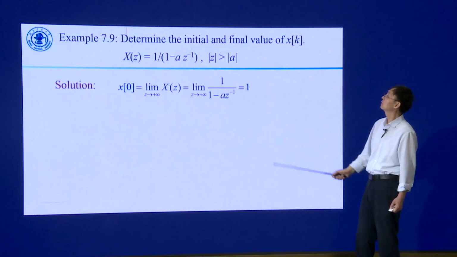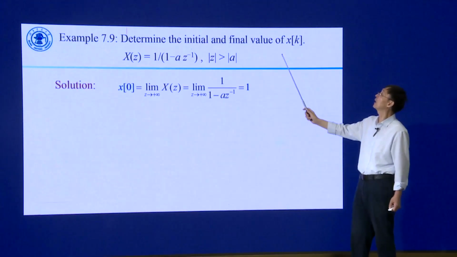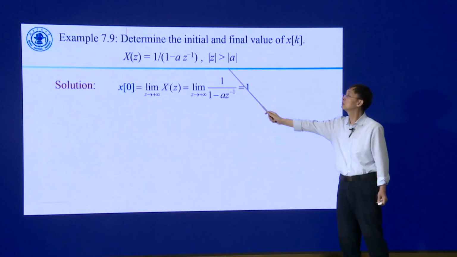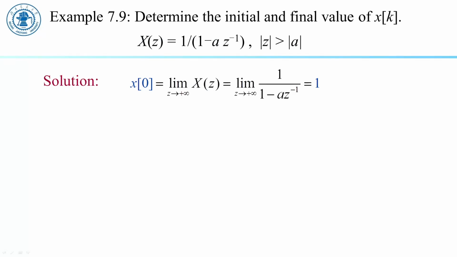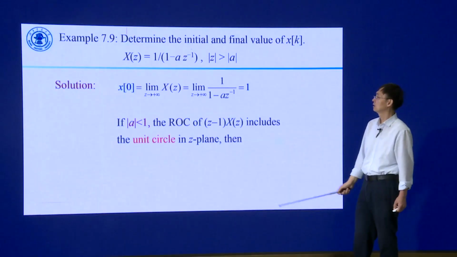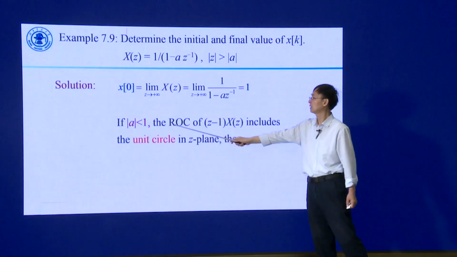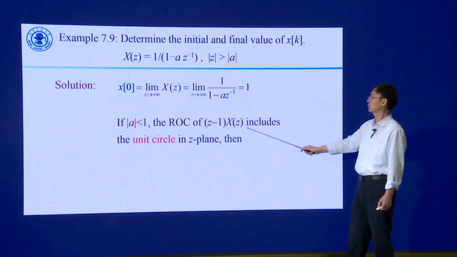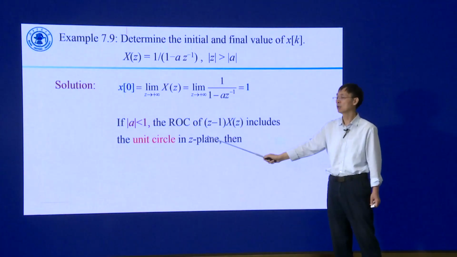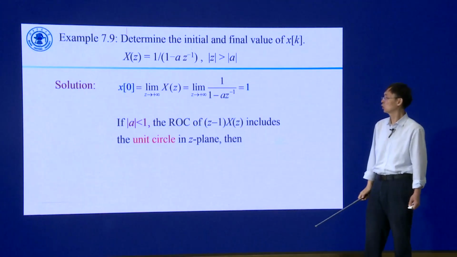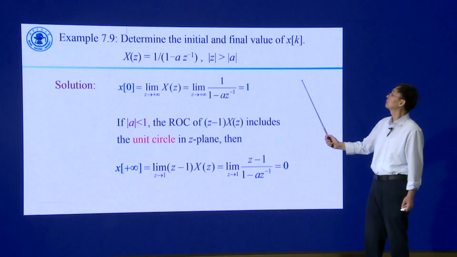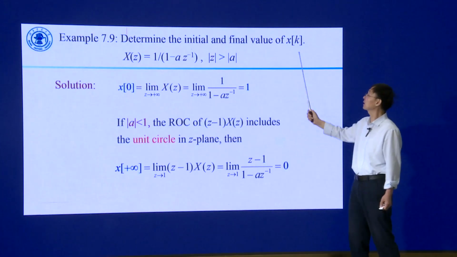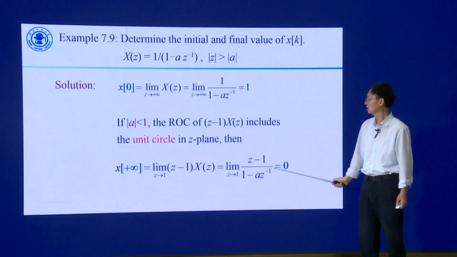For example, determine the initial and the final value for this signal. According to the initial value theorem, we can get the initial value for this signal. If the magnitude of alpha is less than 1, the ROC of this function includes the unit circle in the Z plane. So we can get the final value for this signal, x of k, is 0.